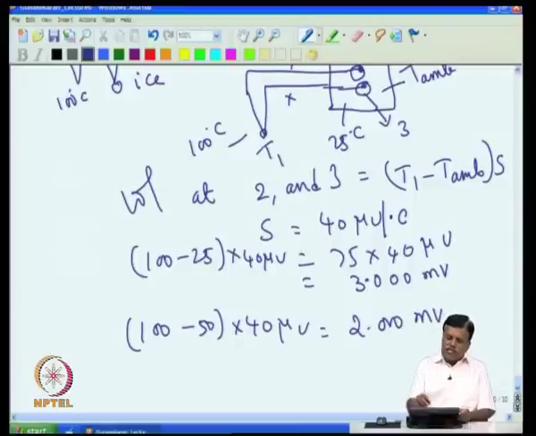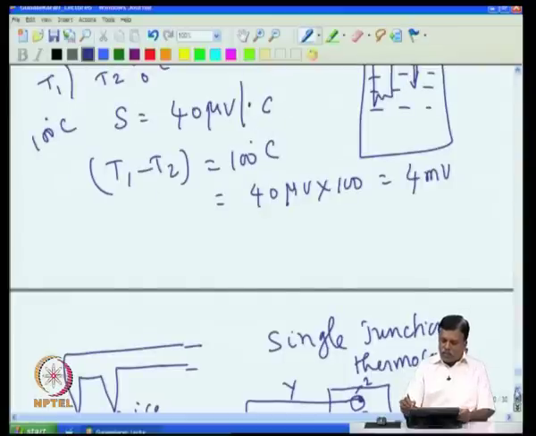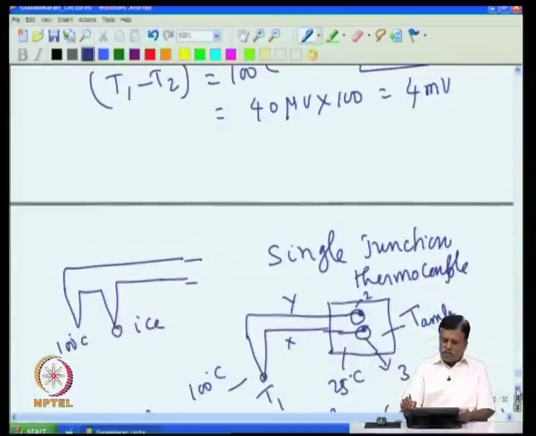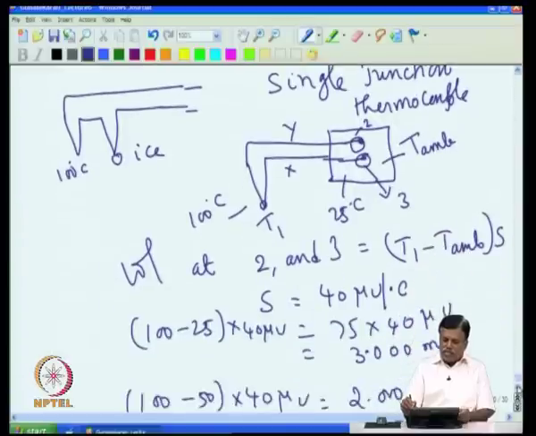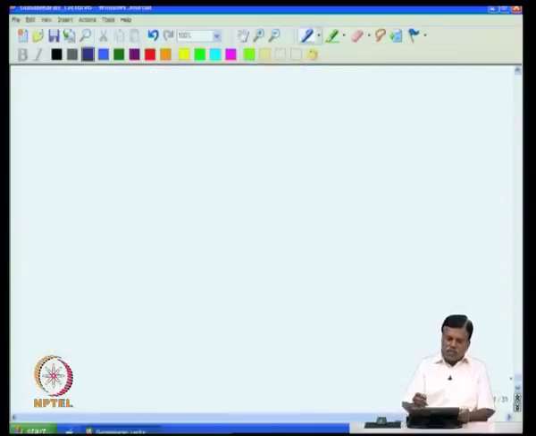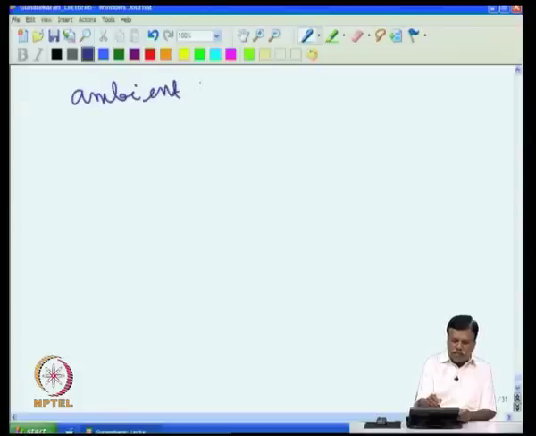The same 100 degree C now gives only 2 millivolt. Earlier, when the room temperature was 25 degree C, the same 100 degree had given you 3 millivolt. So, if we are to be successful in using this, then we have to compensate this ambient temperature change, because when ambient temperature changes, the output generated by the thermocouple also changes. So, one has to provide ambient temperature compensation if you are using a single junction thermocouple. In industry circles, it is generally called ambient temperature compensation.